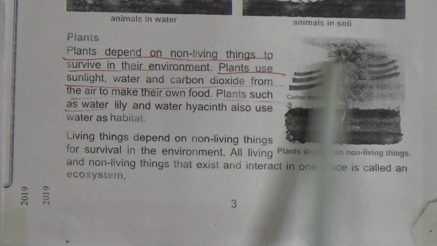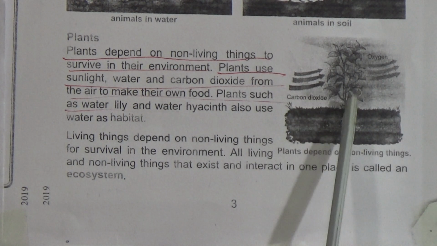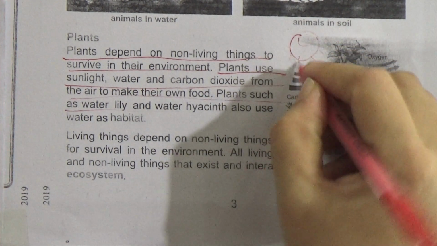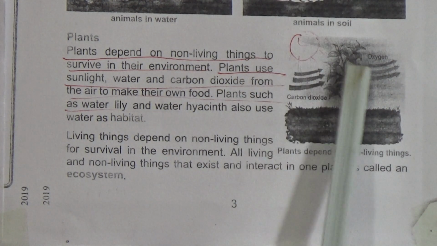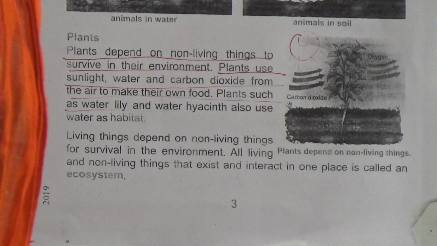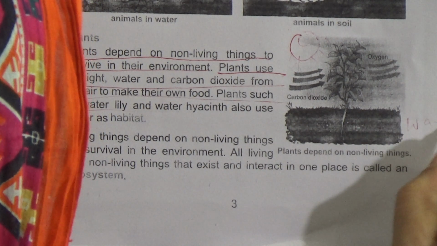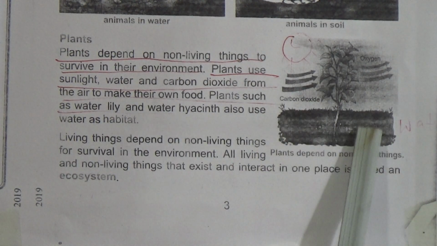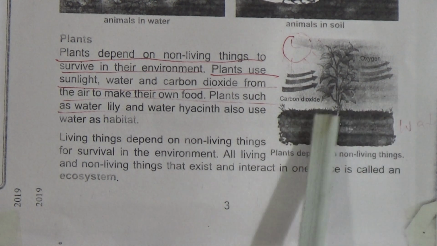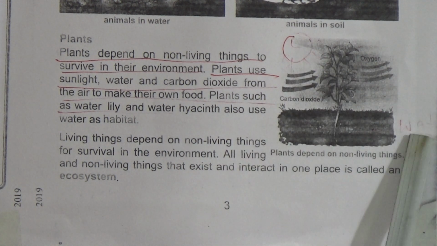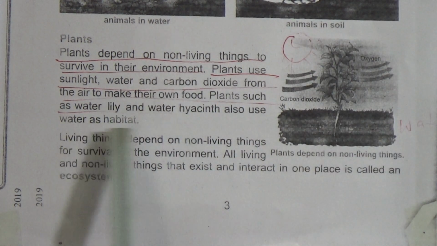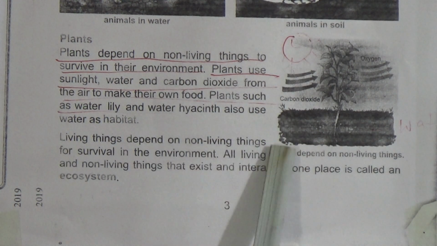Now see that figure, my dear students. From this figure we can see that plants use sunlight, here is a sun. Plants use sunlight, water, this one is water, and carbon dioxide from air to make their food. And I repeat, plants use sunlight, water and carbon dioxide from air to make their food. Okay, living things depend on non-living things.